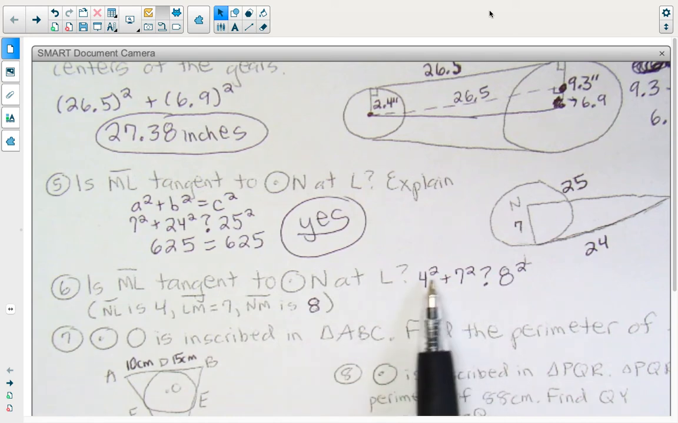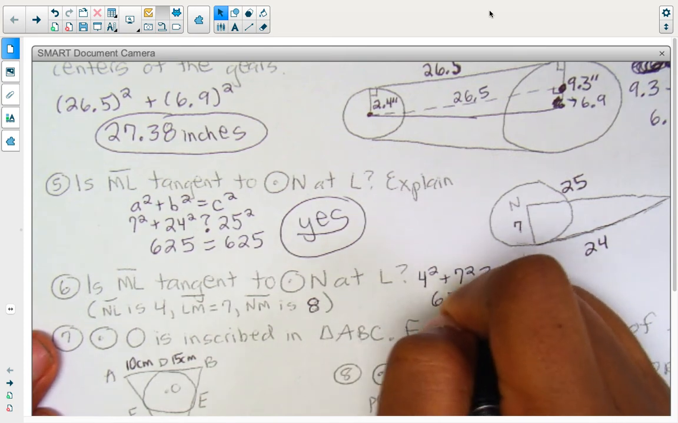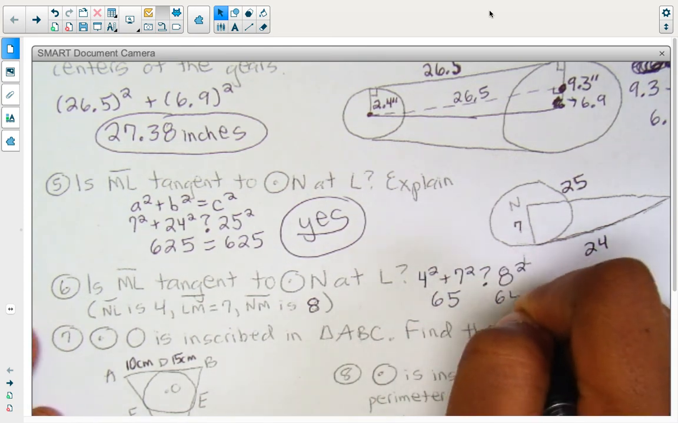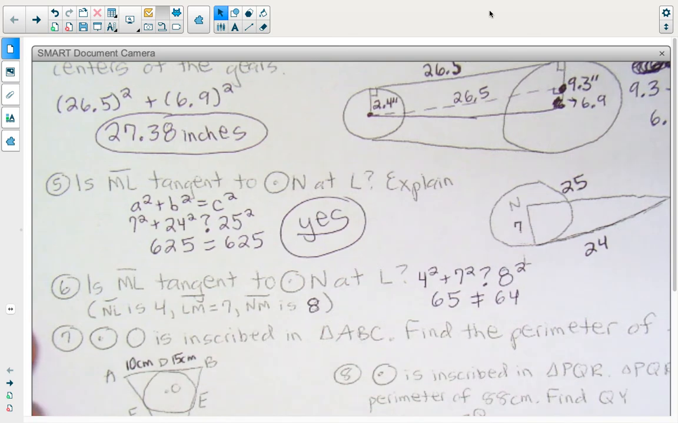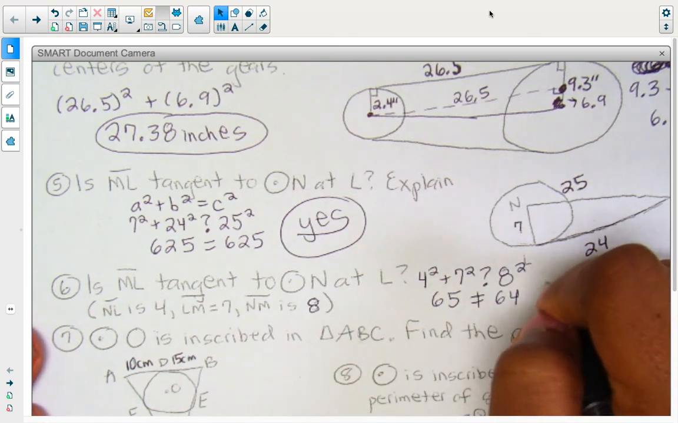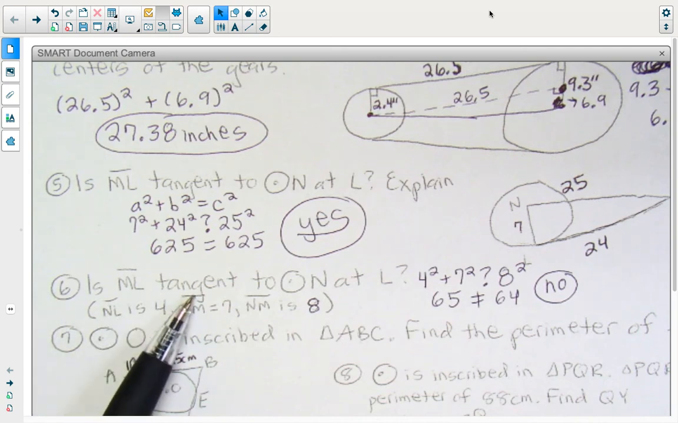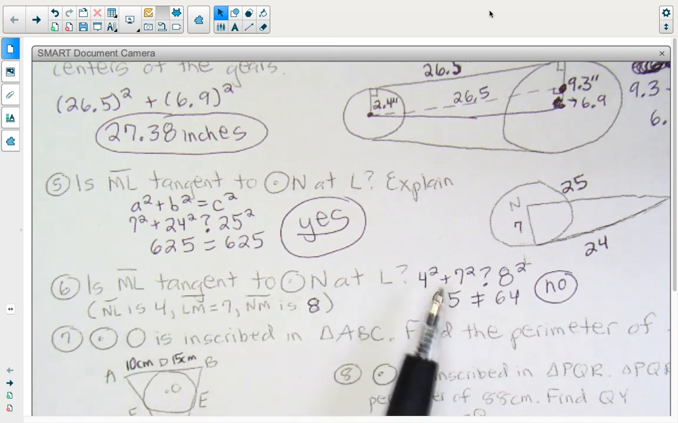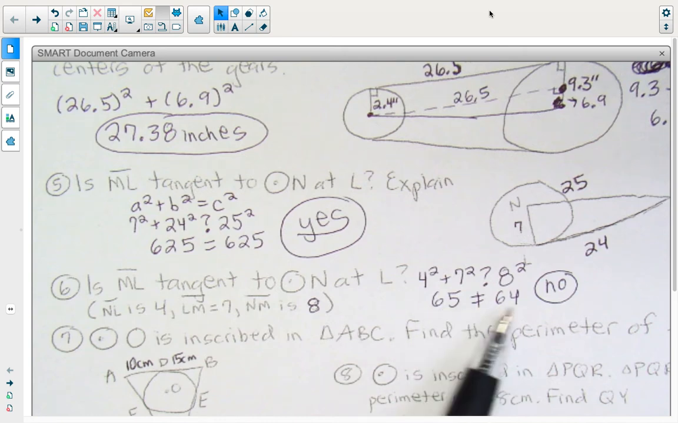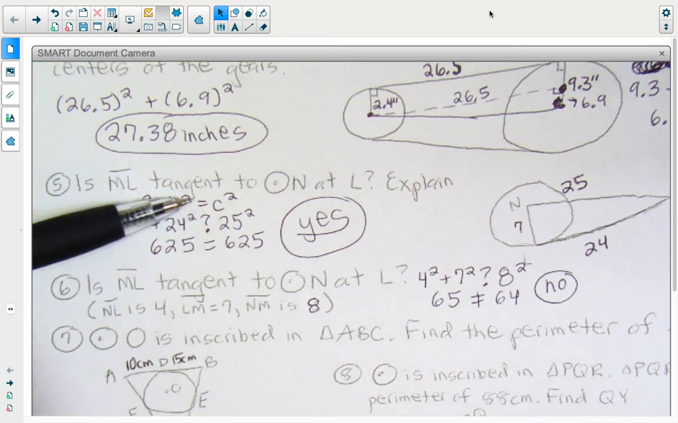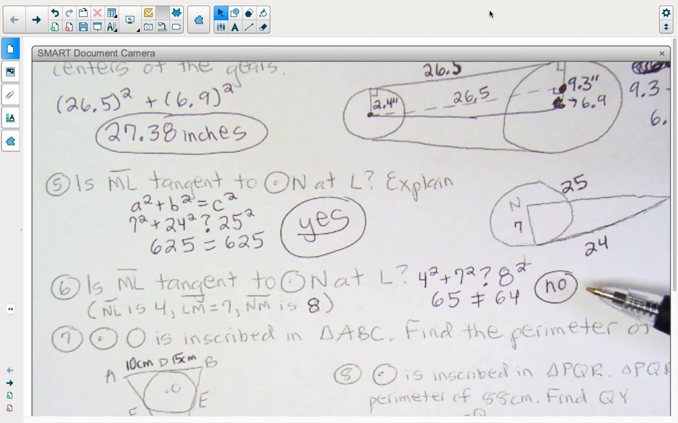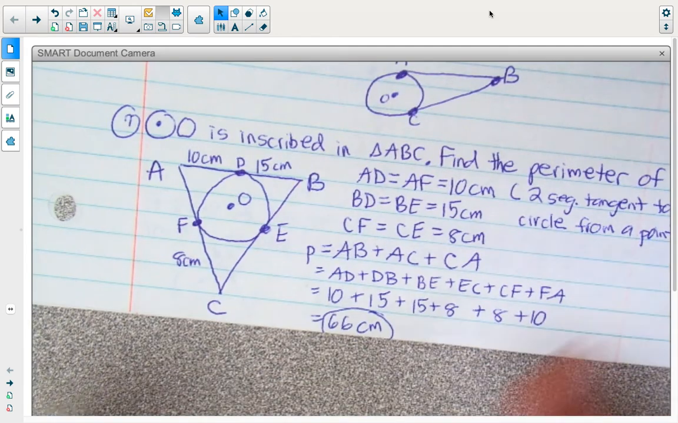So I go through, I do the math, 4 squared plus 7 squared, that's going to give me 65 on this side. And 8 times 8, I got 64. These two numbers are not equal to each other. So that means no. In this case for number 6, ML is not tangent to circle N because I didn't get equality on both sides. So we have an example where it works out, and then we have an example where it does not work. We went through and did Pythagorean Theorem. Last little mini theorem that we've got for today, and then we'll try a couple examples with it.